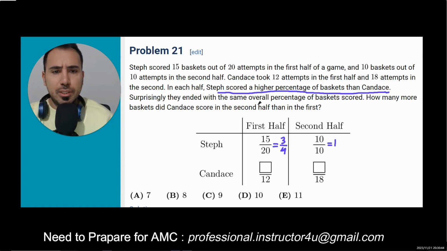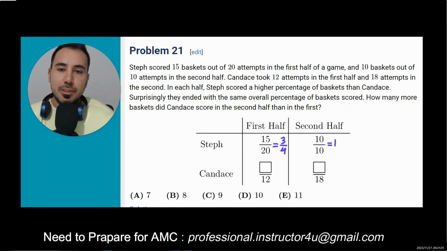Surprisingly, they ended up with the same overall percentage of basket scores. How? There are 2 halves. One person plays better than the other person in each half, and at the end, both of them are equal. I'm going to explain that.